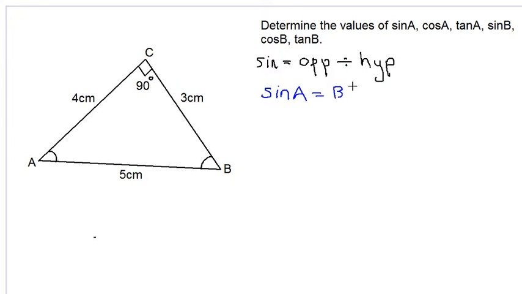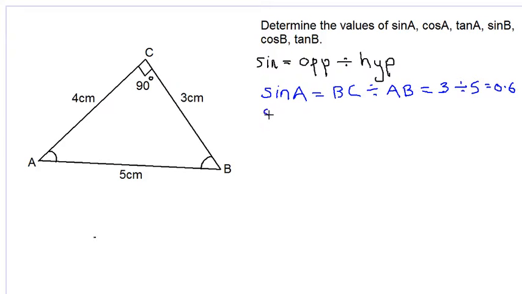So we have the length BC divided by the hypotenuse, HYP, which is the longest side. It is always the longest side, which is 5 centimeters, or AB. We now substitute the values, so we have sine A being 3 divided by 5, which is 0.6. This is our answer for sine A.